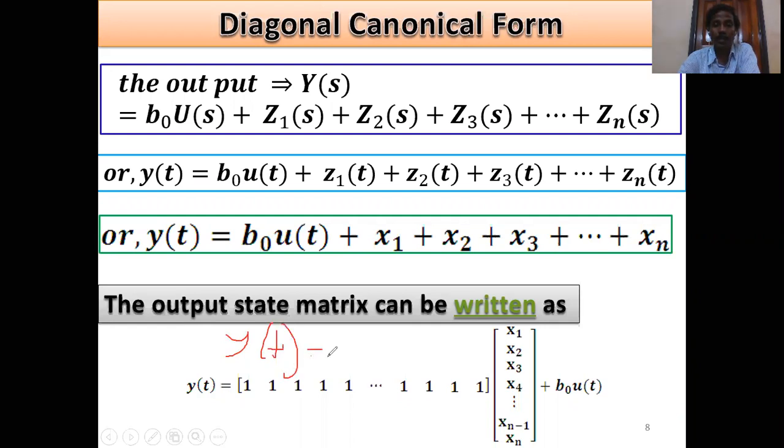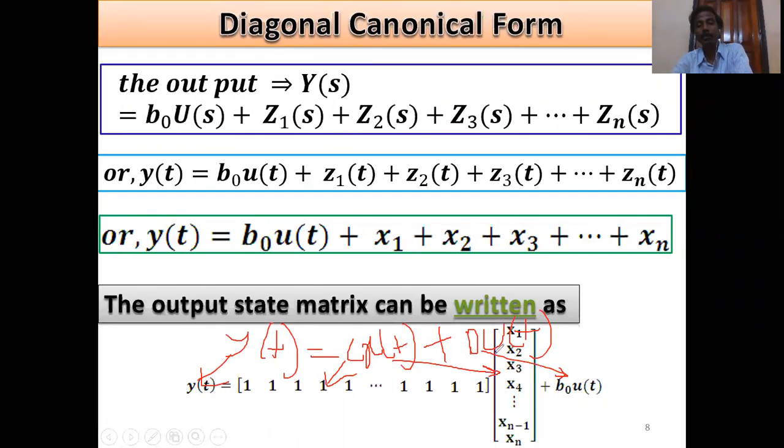the output equation y(t) equals C x(t) plus D u(t), where y equals this matrix, this is the y(t), this is the C matrix, this is the x(t) matrix, and D equals B0. This is a multi-input, multi-output system.